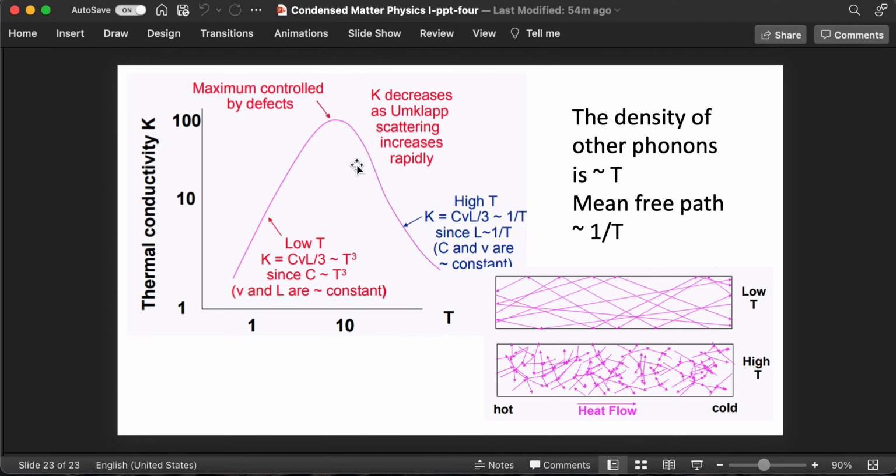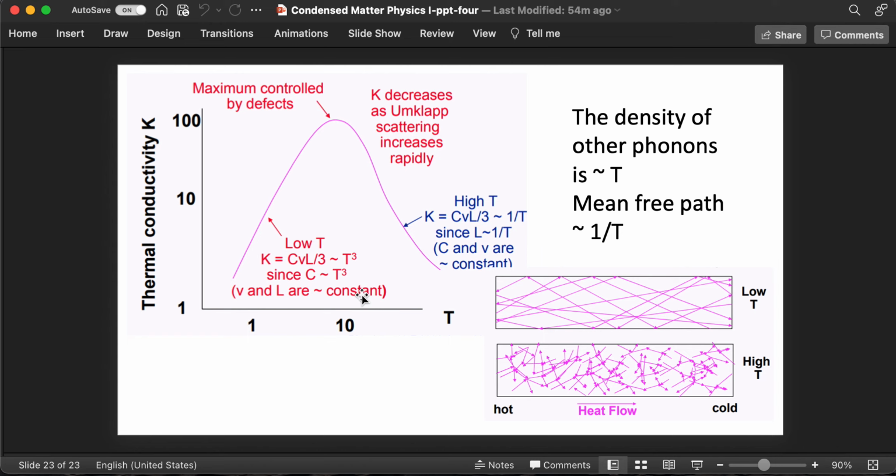Now at low temperatures, the specific heat goes as T cubed, which is the Debye law. Basically all the high frequency phonons are frozen out. You have only the low frequency long wavelength phonons participating in the scattering, and because of that, the mean free path is very large. The mean free path actually becomes equal to the dimensions of the solid, and it becomes constant.